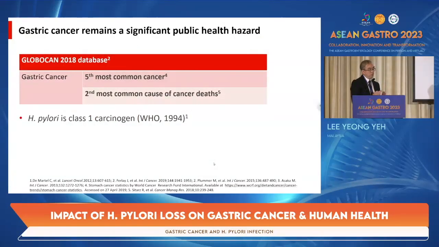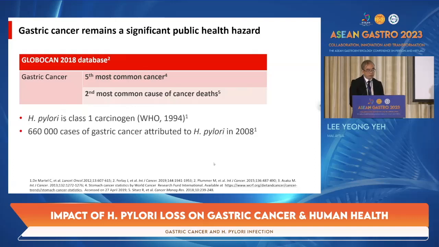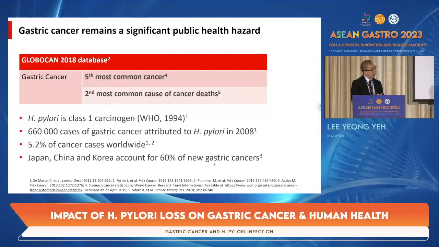Now, gastric cancer still remains a very significant public health hazard. In fact, based on the GLOBOCAN databases in 2018, it's still the 5th most common cancer and the 2nd most common cause of cancer death. We also know that Helicobacter pylori is a class 1 carcinogen, with more than 600,000 cases of gastric cancer diagnosed just in 2008, about 5% of cancer cases worldwide, with Japan, China, and Korea accounting for more than half of the new gastric cancer cases. So obviously, all this data is telling us that we're better off without any Helicobacter pylori.